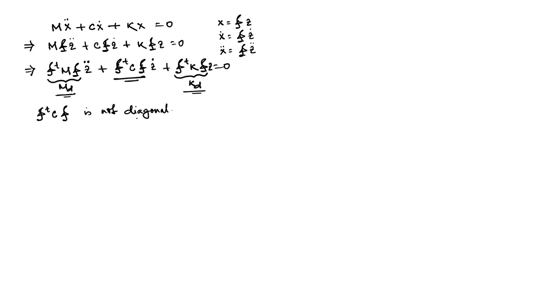It can be the case. Okay. So, in that case again this system is coupled, but there are different models of damping. Let us see if we consider a different model, can we make this phi transpose C phi diagonal.